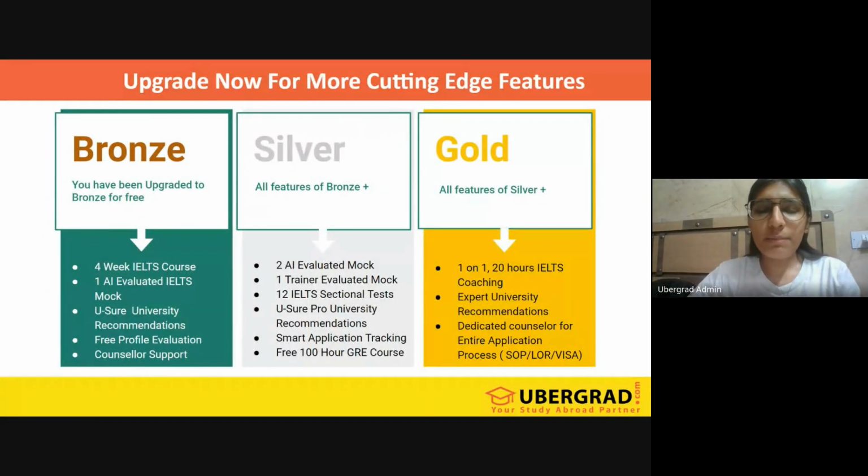Now, these are some of the memberships that are available to you all, with the facilities mentioned below. You instantly become a bronze member when you register yourself on the Ubergrad website. To upgrade your membership to silver or gold with additional features, you can drop your details in the chat box, and our organization will get in contact with you. Or you can visit the website and upgrade there.